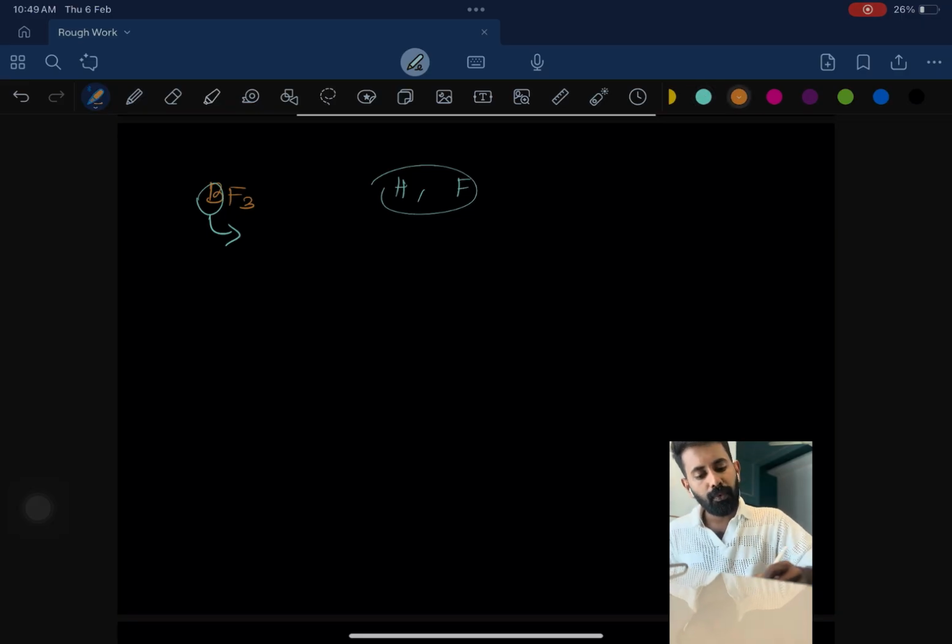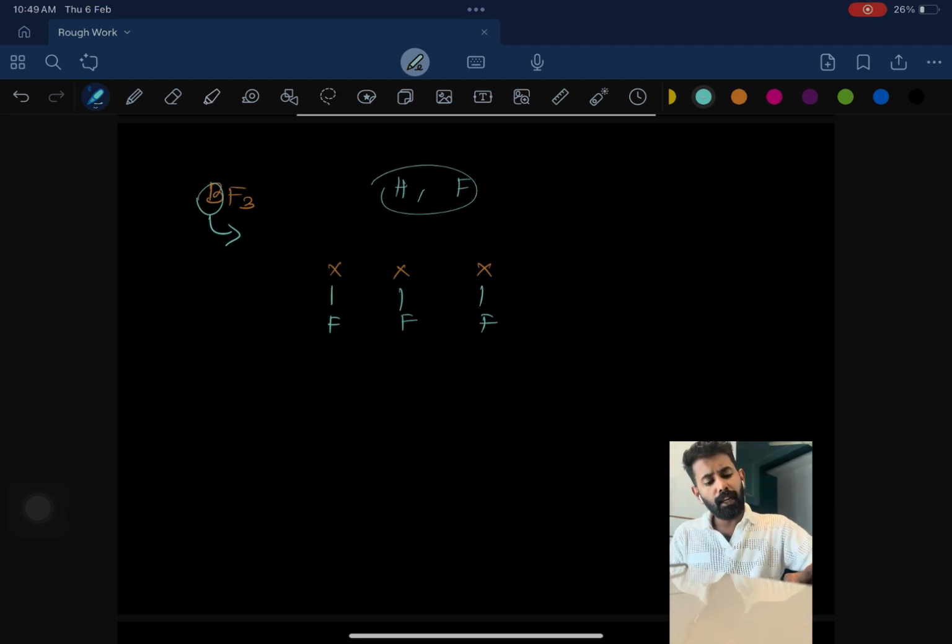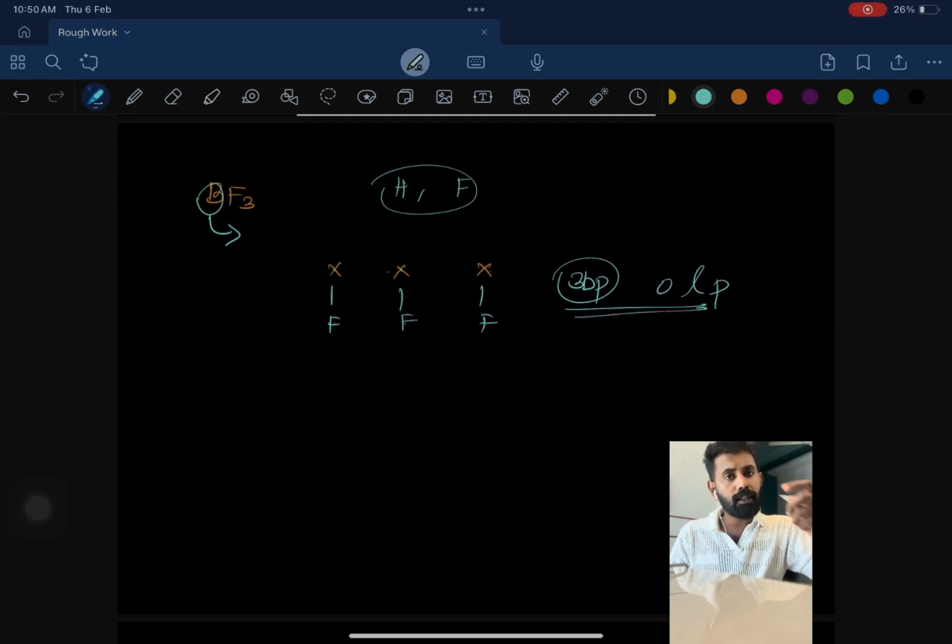Okay, so now we know that boron is our central atom, and this boron has 3 valence electrons in its outer shell, right? So these 3 valence electrons are shared with each fluorine. So 3 electrons of boron are shared with the 3 fluorine, which means there are 3 bond pairs. Now there are no electrons left in the valence shell of boron, which means 0 lone pairs. From the table we know that with 3 bond pairs and no lone pairs, the shape will be trigonal planar.